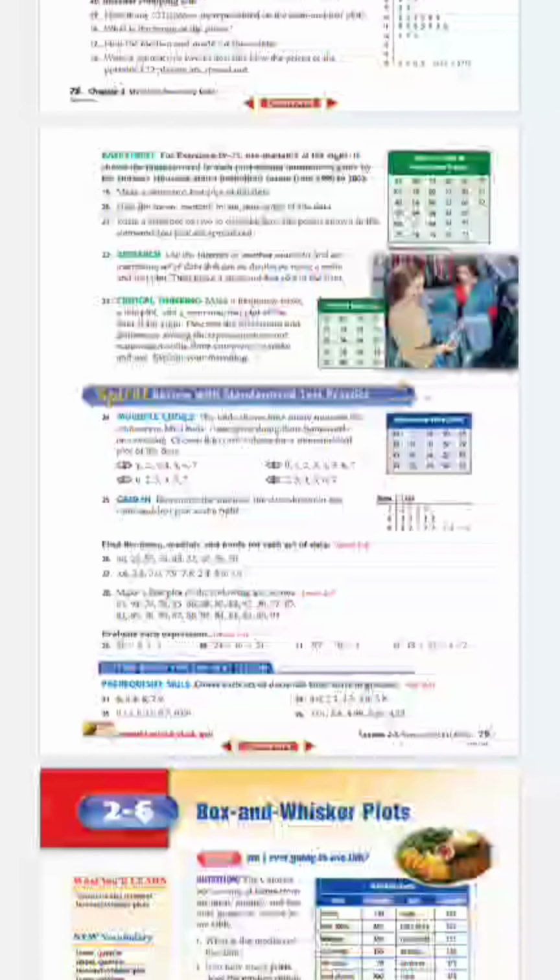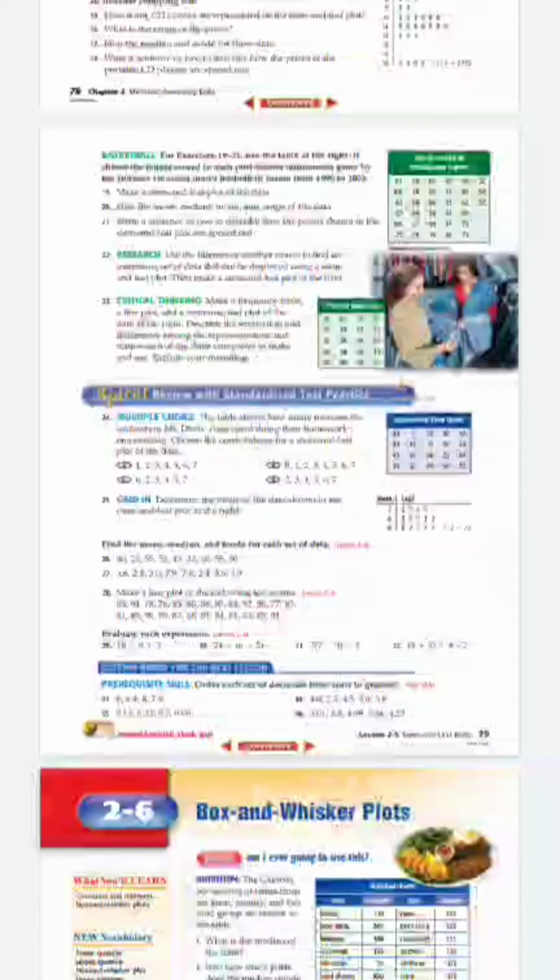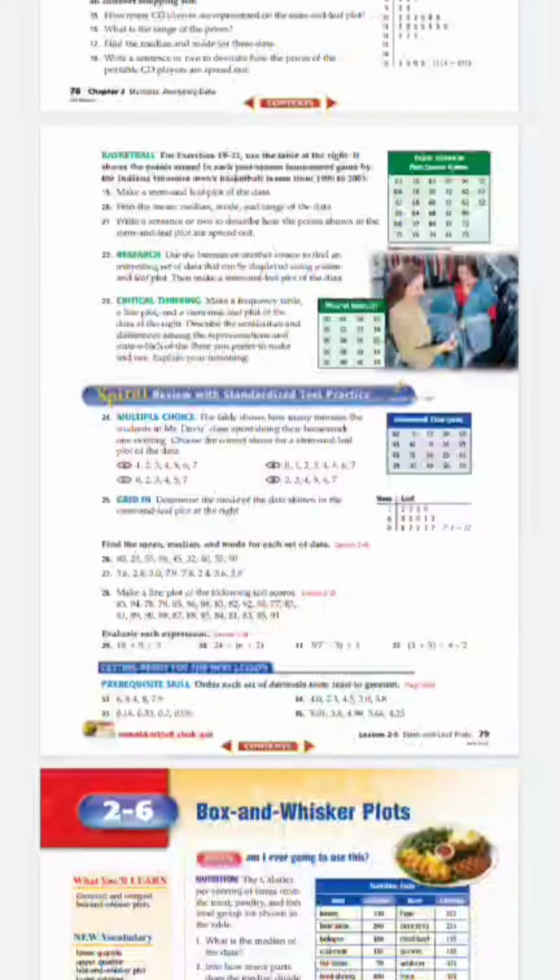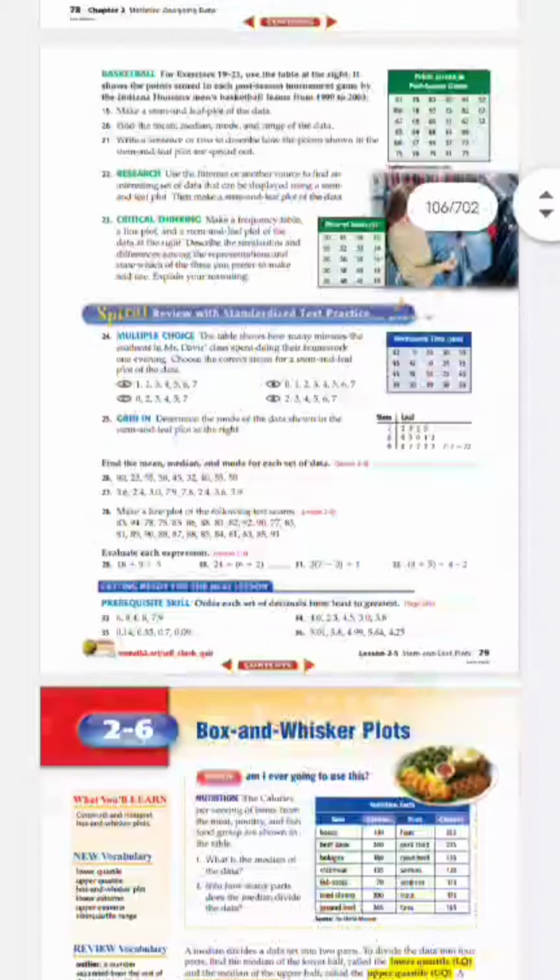24. Multiple choice. The table shows how many minutes the students in Mr. Davis' class spend doing their homework. Which are the correct stems for a stem and leaf plot of the data? 25. Reading. Determine the mode of the data shown in the stem and leaf plot at the right.